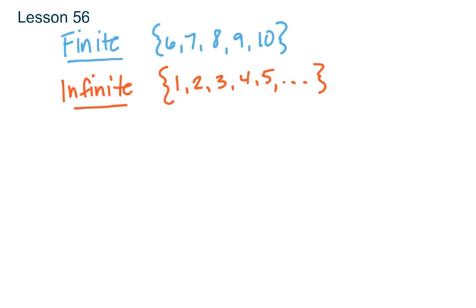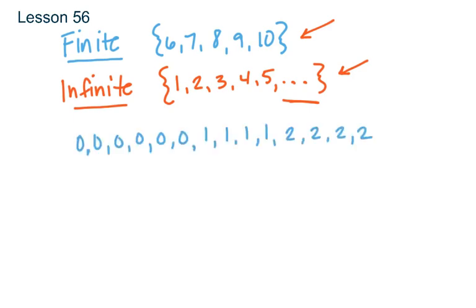So the first one is called a finite set of numbers. The second set is called an infinite set of numbers. And again, these little dots are a really important difference between the two. Then we're going to talk about membership in a set. I have an example for you here.